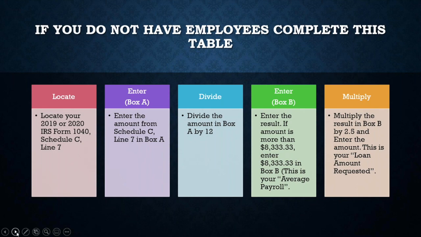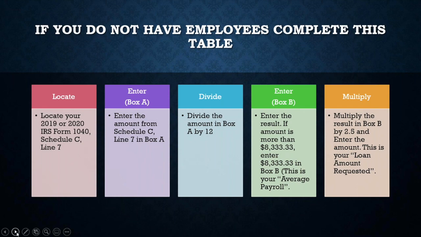Now, if you notice on the form, it's going to say, if you do not have employees, complete this table. So that means you have to have some numbers in this section. You're going to need to have numbers here because guess what? The bank is going to ask you for these numbers on the online application. So number one, you want to locate your 2019 or 2020, whichever one you're using, only one, IRS Form 1040 Schedule C, line 7.